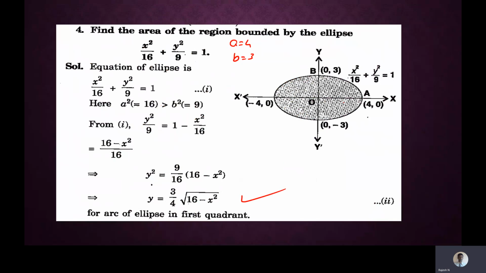So this is an ellipse. Here 4, 0, here minus 4, 0. You have to find out the area. So actually all these 4 parts, 1, 2, 3, 4, are symmetric. So if you find out the area between 0 to 4 of this portion, then after that you can multiply with the 4. You will get the area.